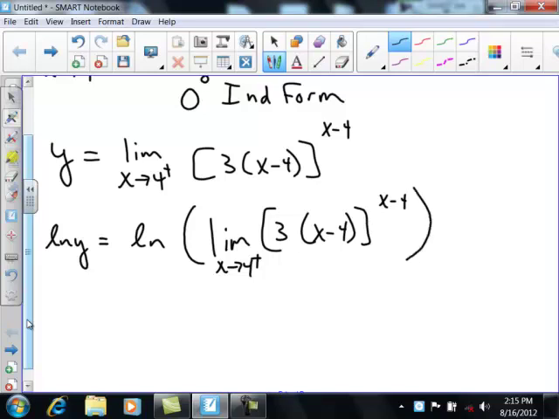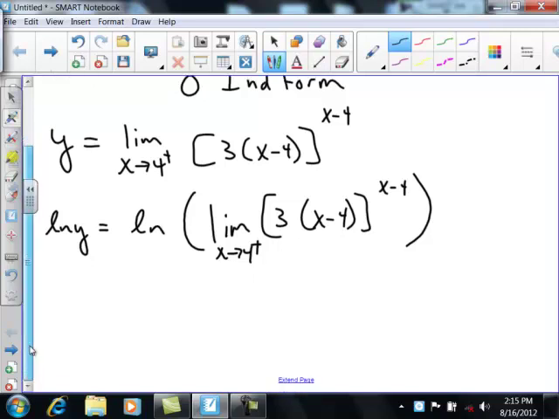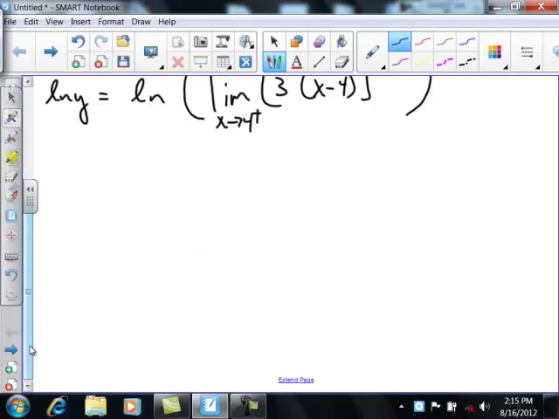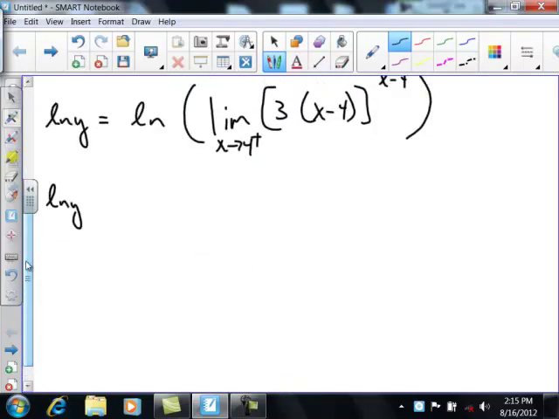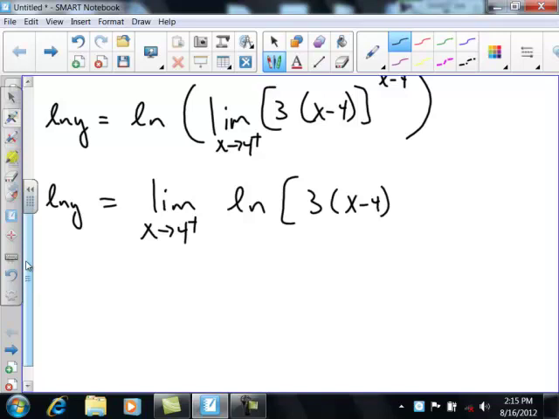Alright, now, I have properties of limits that I can use, of composition and different things when it involves limits. So I can rewrite this as the natural log of y on the left-hand side equal to the limit as x approaches 4 from the right of the natural log of 3 times x minus 4, all that raised to the x minus 4. It's a property of limits that the natural log of the limit is the limit of the natural log. It's a property that you can use with limits.